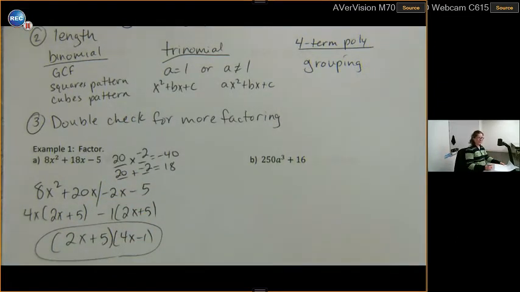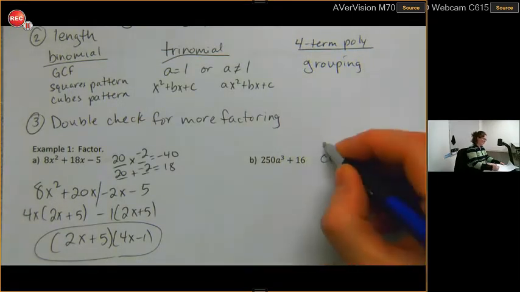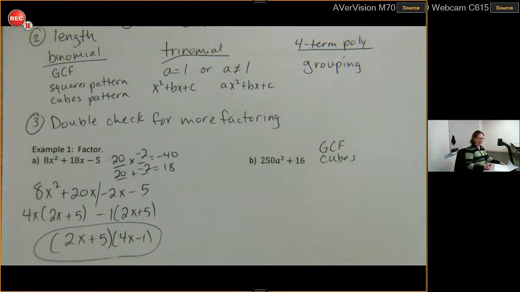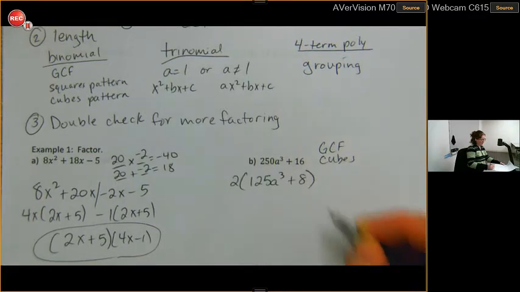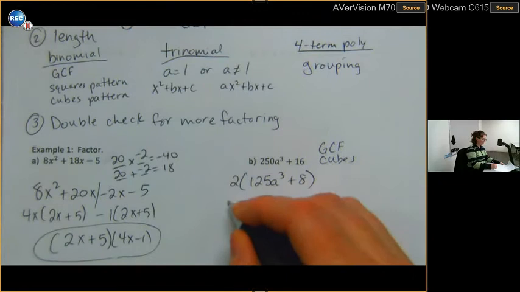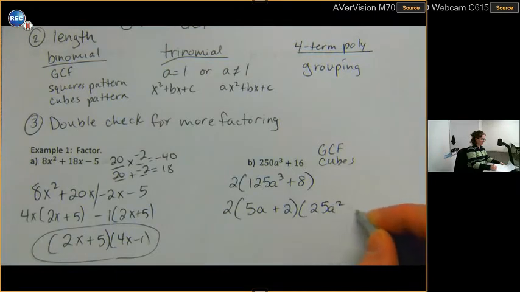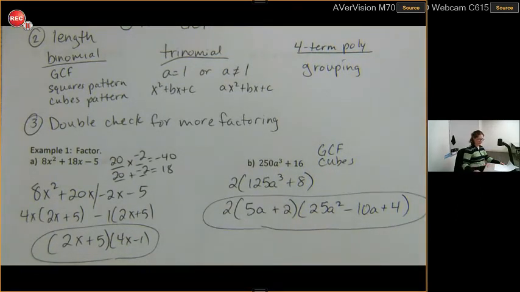Letter B is a binomial. So I look at my binomial options, and this one is a cubes pattern. Actually, it's not quite a cubes pattern yet. It's a GCF first. All right, cubes, because A is to the 3rd power, but 250 and 16 are not perfect cubes. But if I take out the GCF, then they're perfect cubes. So that's 5 and 2. And again, that cubes pattern, talked about that more in the last section.